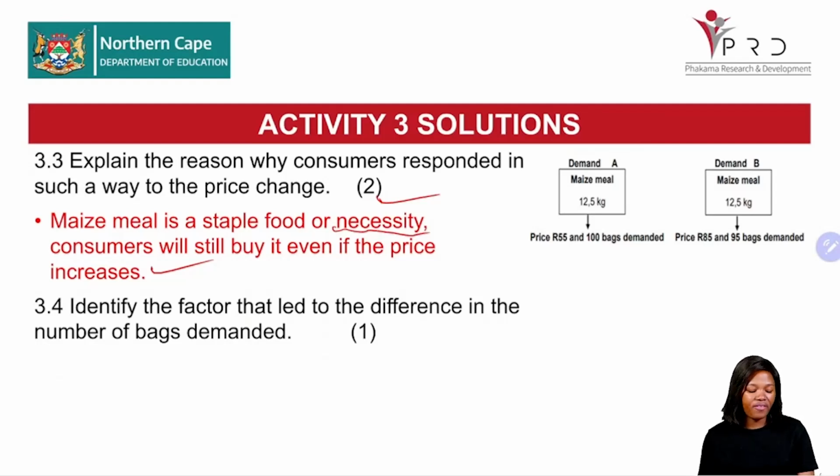Now, identify the factor that led to the difference in the number of bags demanded. The factor that led to the difference in the number of bags demanded is the price. It is the price that was affecting the quantity demanded. So this is how you should answer your questions for the examination. Give more, explain more. Be specific with your answers so you can obtain more marks.